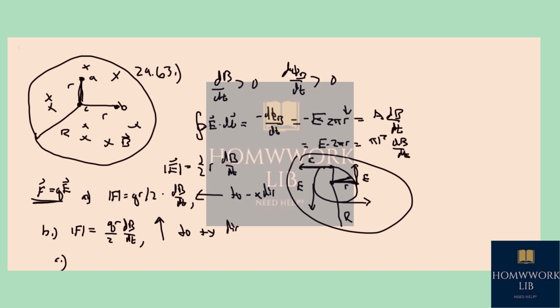Cool. Now for point C, we're at the origin. That means r is equal to 0, right? If r is equal to 0, there is no E field, and there's no force. So C is not feeling anything in this magnetic field.